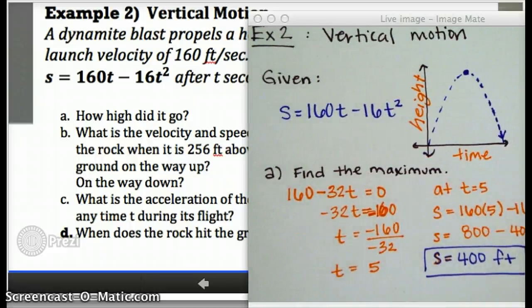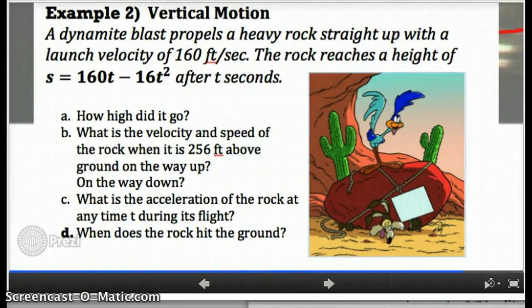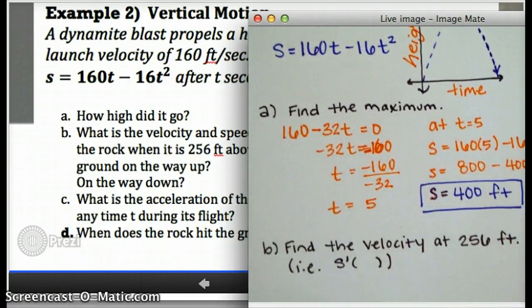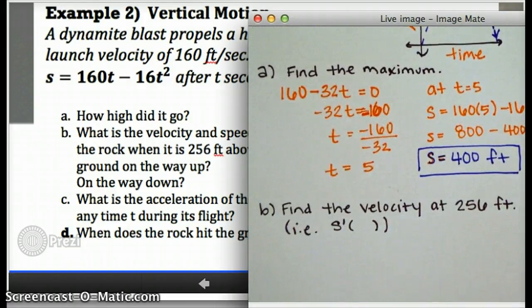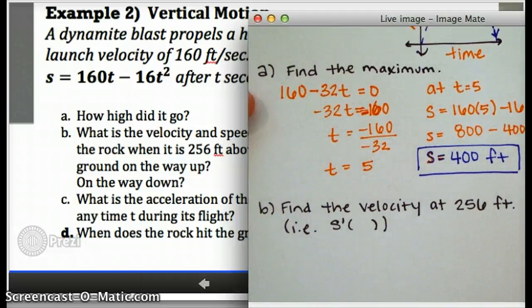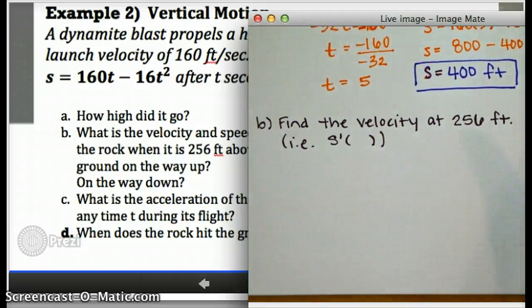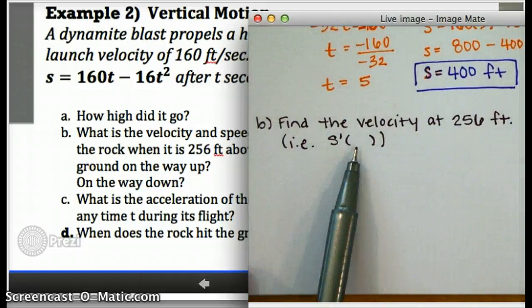Let's talk about B. In B, we're asked to find the velocity. You should remember that velocity is the first derivative. So we expect that in order to answer B, we're most likely going to be plugging into the first derivative. What's difficult is that in the first derivative, what you're supposed to plug in is a time. And we're not given a time. So even though B is going to be a question that we answer using the first derivative, before we can do that, we need to figure out the time that we're going to plug in.